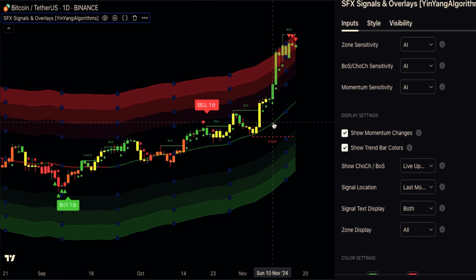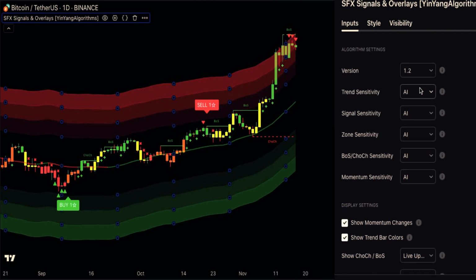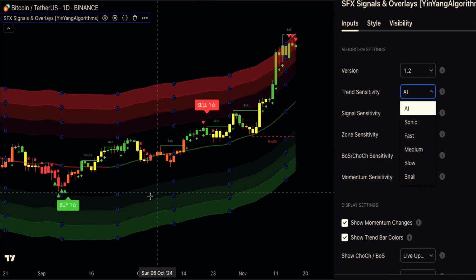So that is what your trend sensitivity does. Now, it is on AI, so AI goes to identify the best one. One thing we do want to cover is that medium is the only one where you're going to see all the different colors, which is essentially why it's our favorite one to put on personally. I love medium. I pretty much always have it on medium.